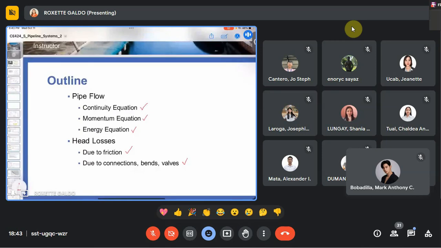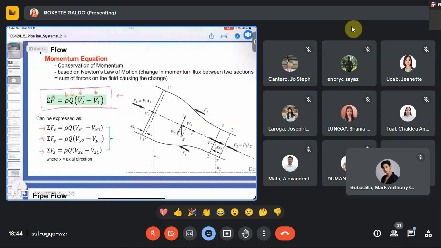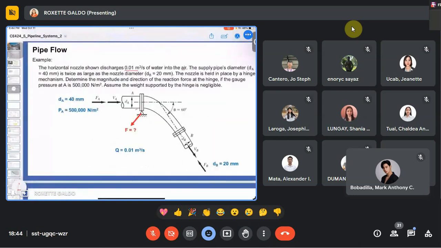No, it's not. We are not going to use the energy equation here because there is no elevation head given in the problem. So we cannot use the energy equation, and we are not going to consider head loss in this part. The only equation that will enable us to solve for the forces here is also not the continuity equation.